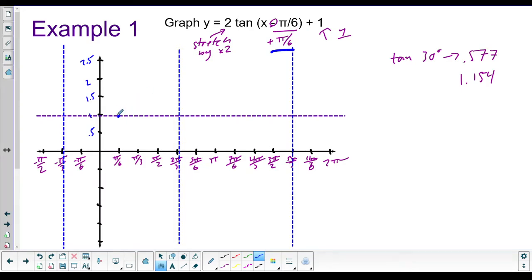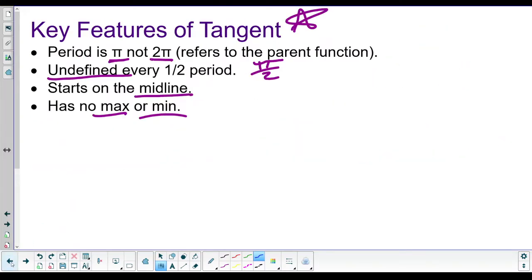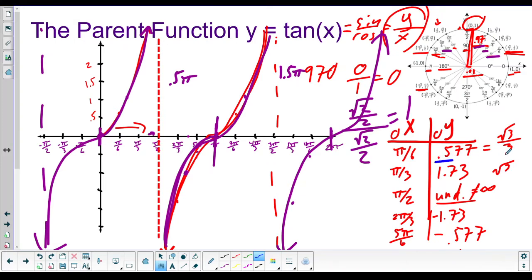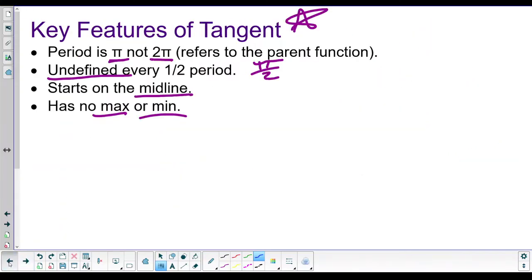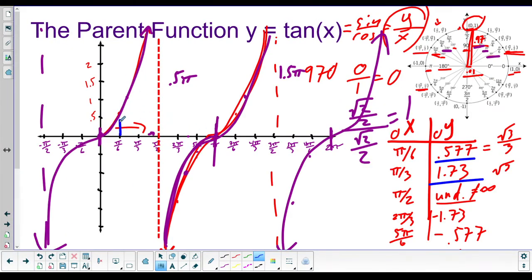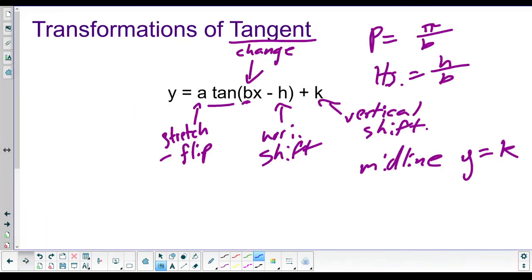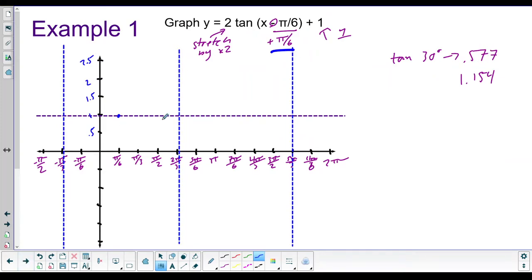All right. So we have our starting position. When we graph this parent function over here, we had 0.577, 1.73. Those are distances from our midline, right? This is up 0.577 from the midline. This is up 1.73 from the midline. So we're going to follow that pattern. We're going to keep moving that far from the midline. So we're going to go over 30 degrees, or over 1 tick mark, pi over 6, and we're going to go up 1.54 from the midline. So we're going to go 1.54, so about there.